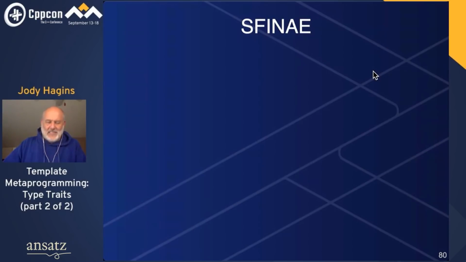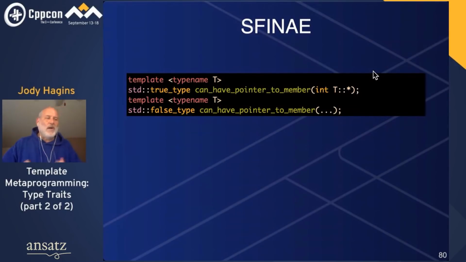SFINAE stands for substitution failure is not an error. What it means is that under certain contexts, when the compiler is binding an expression to a template parameter, then an error that normally would have generated a compiler error doesn't generate the error. It just forgets about it and moves on, right? It's a Jedi trick. This is not the error you're looking for. Go away. But it's a specific context. It's not every context, but it's a very specific context.